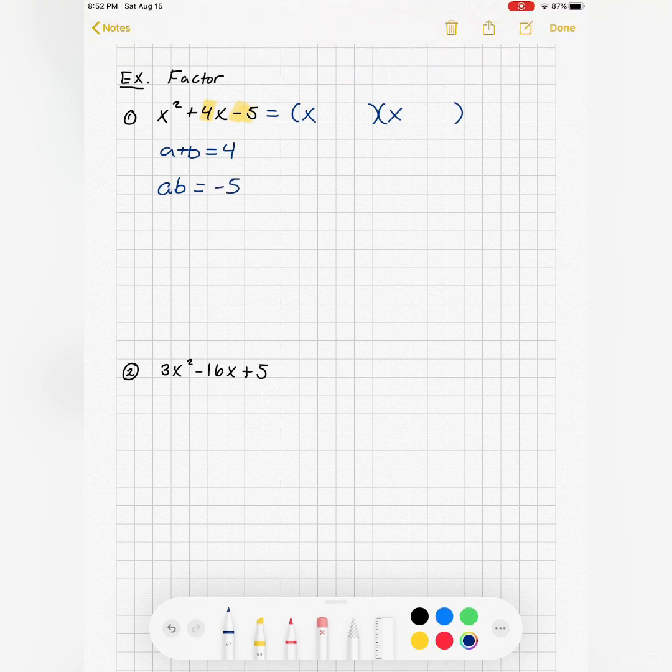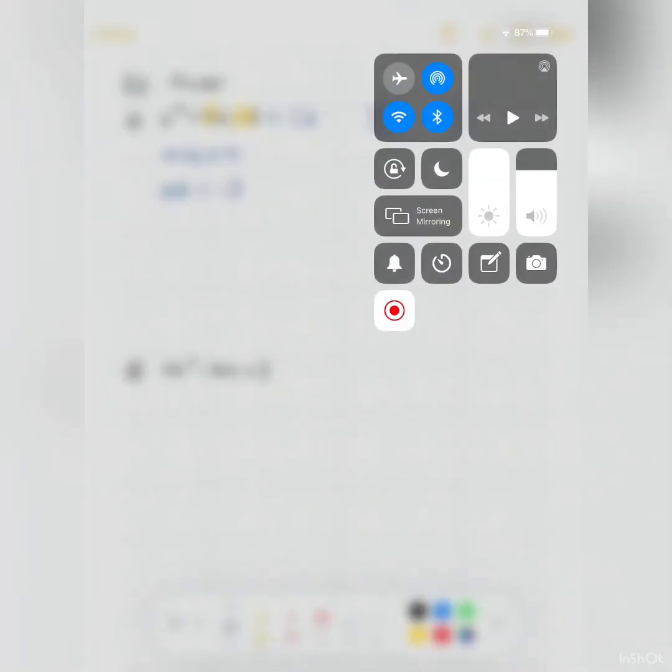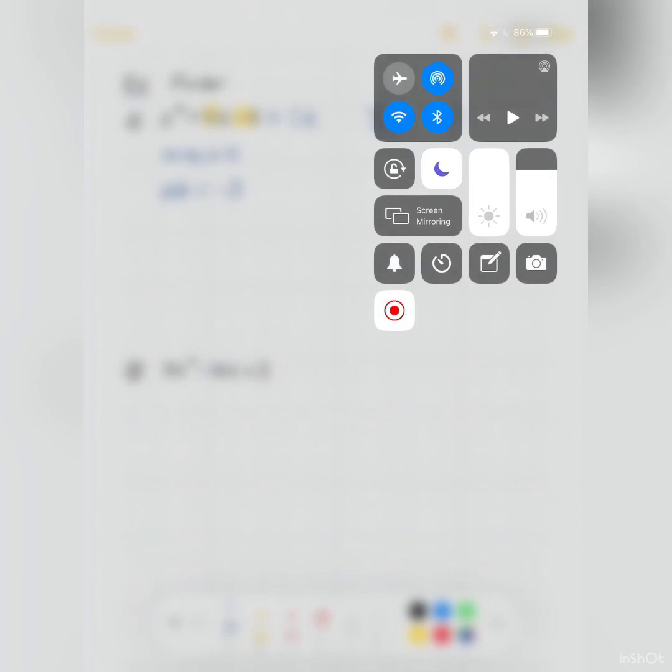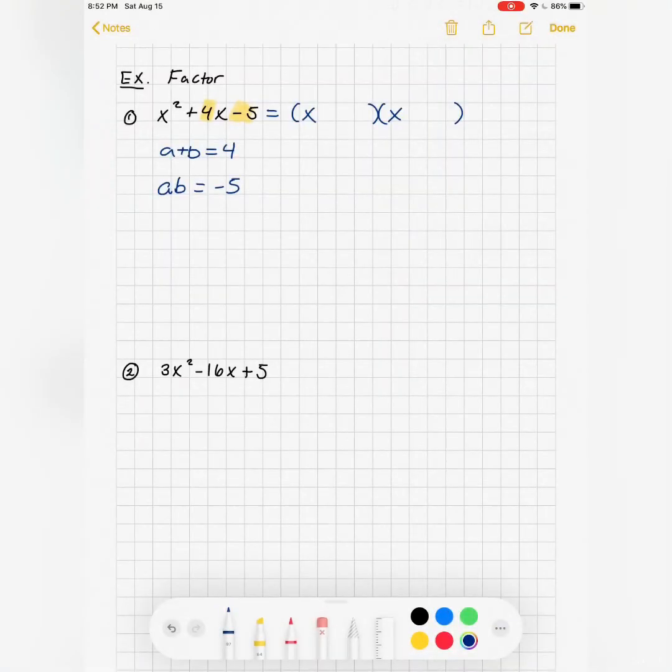Let me see if I can turn the brightness up here. I guess not. Oh well, I guess it's bright enough.